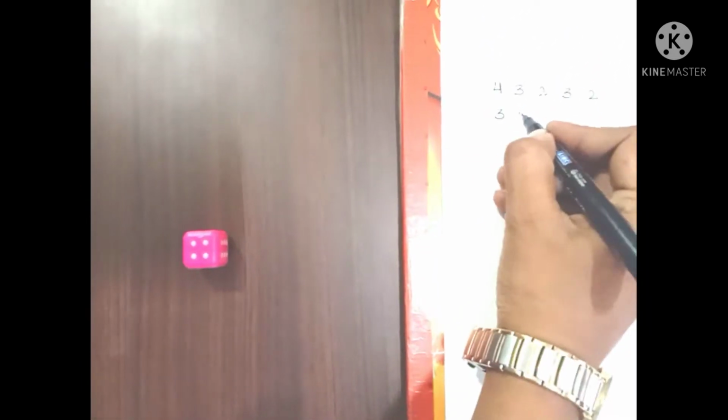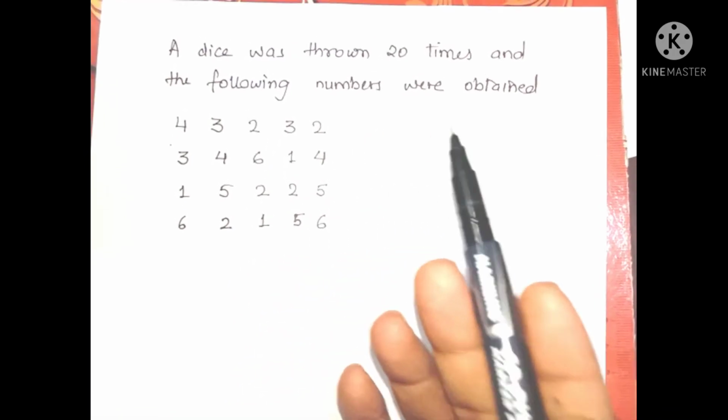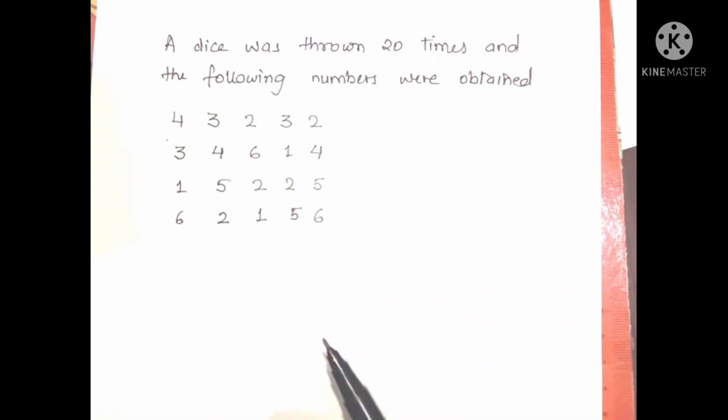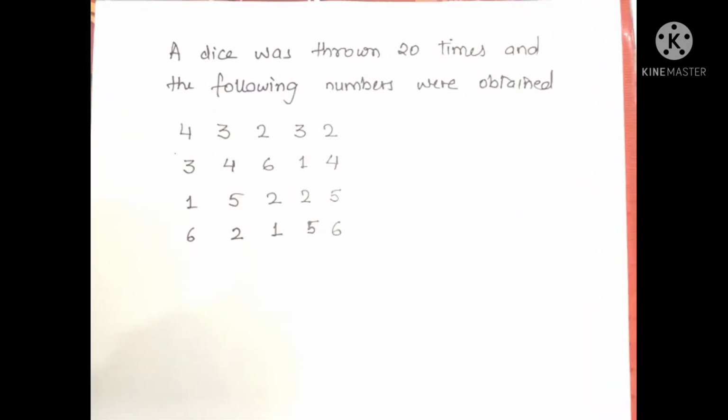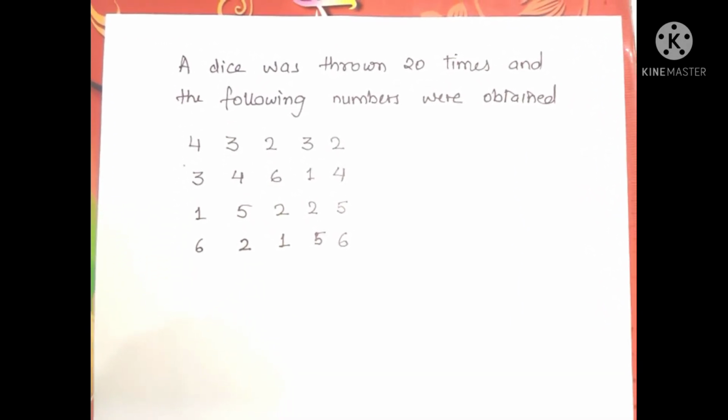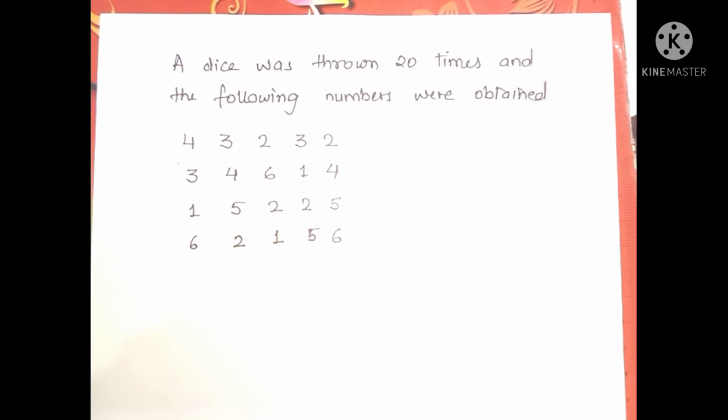Activity: take a dice and throw it. Note down the observation as you get the number. The dice was thrown 20 times and the following numbers were obtained. So here are the numbers. So now the collection of numbers which are gathered is called data.